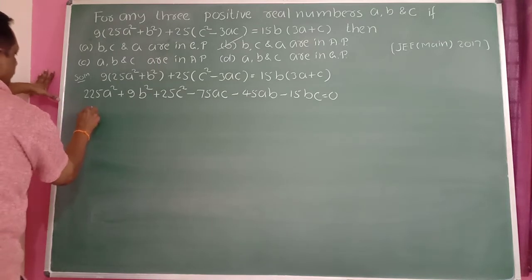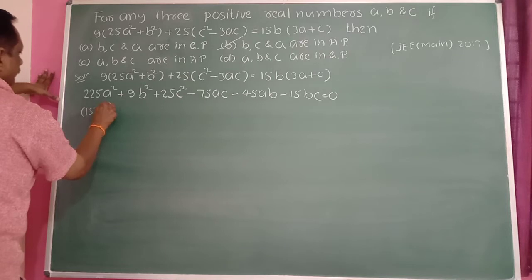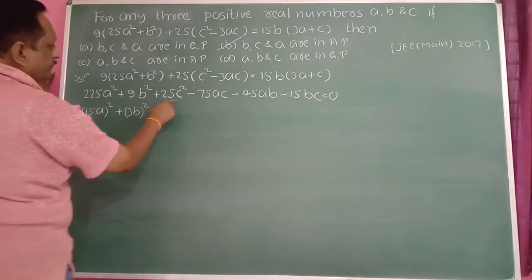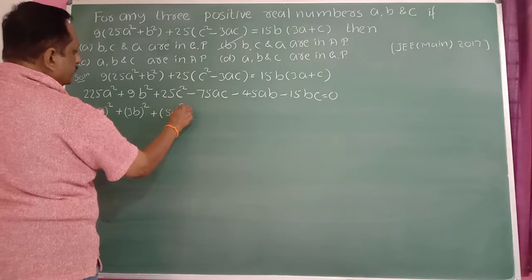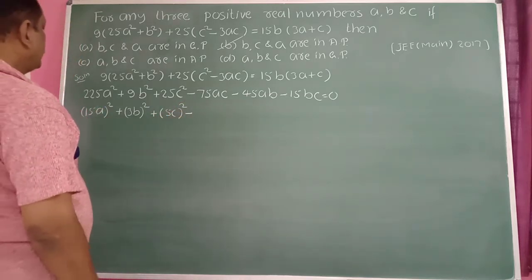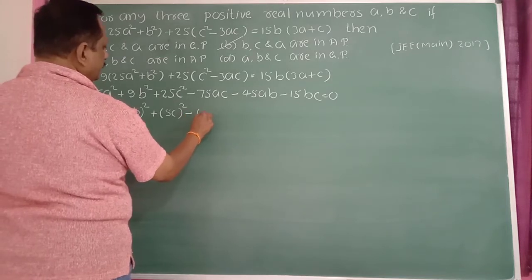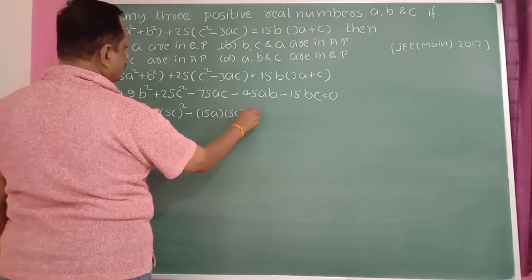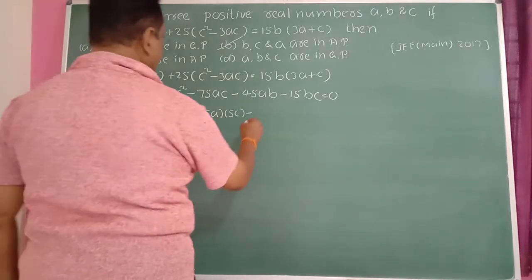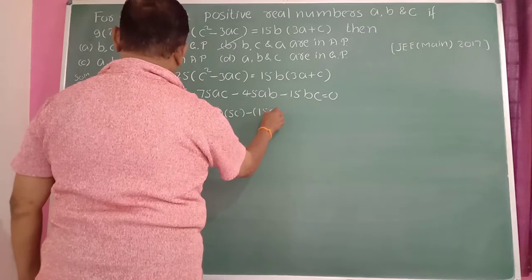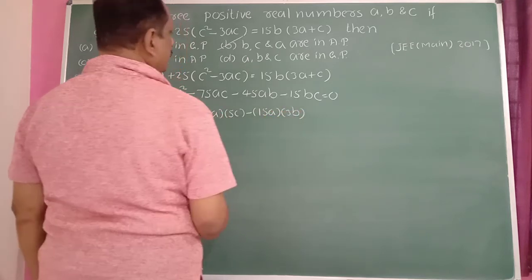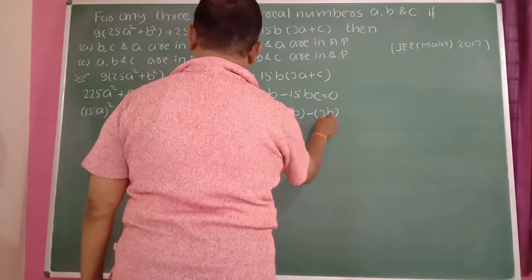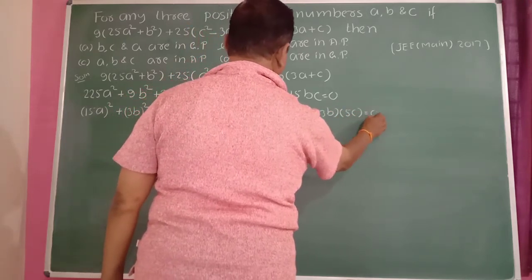Therefore, this can be written as (15a)² plus 3b squared, 9b² means (3b)², then plus 25c², which is (5c)², minus 75ac, which can be written as 15a into 5c, minus 45ab, which can be written as 15a into 3b, then minus 15bc can be written as 3b into 5c, that is equal to 0.